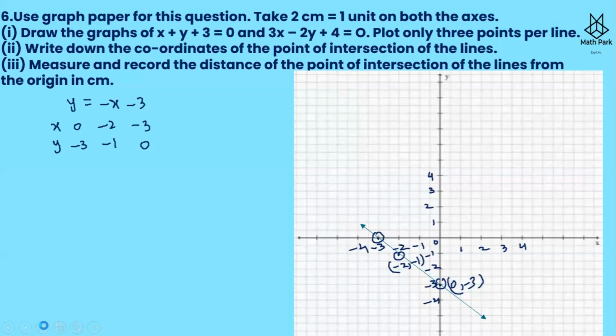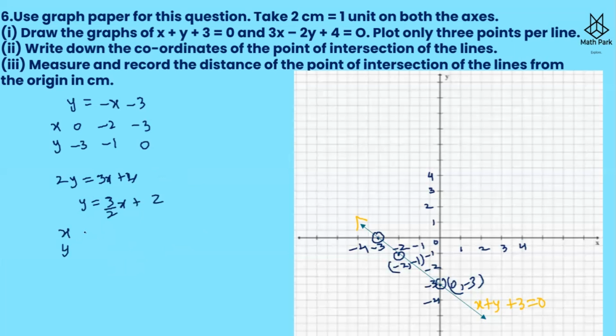Don't forget to write the equation of the line. And the equation of the line is x plus y plus 3 equals 0. Let us start with the second line. Create the table for the second line. We make y the subject, taking this 2y here. So you get 2y is equal to 3x plus 4. So y is equal to 3 by 2 x plus 4 by 2, which is 2. Create the table x and y.